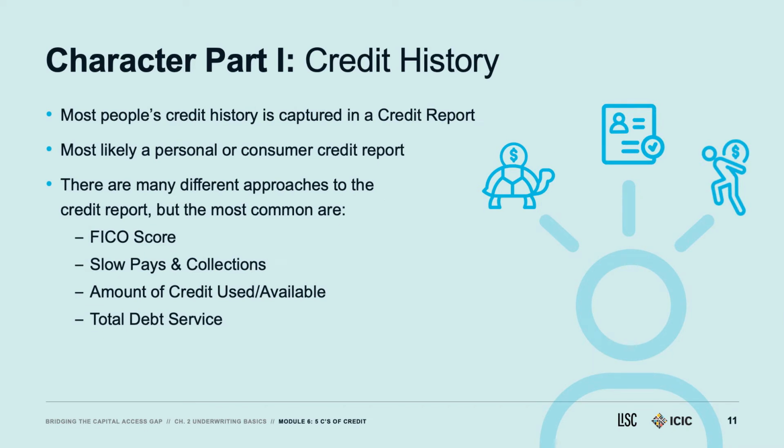They'll look at things like slow pays and collections, and we'll talk about that more. They'll look at the amount of credit used or available. That means how leveraged the borrower already is. Do they have lots of loans showing up, and when you add up all the monthly payments, it looks pretty extensive? Or is their current loan situation pretty lean and it looks like there's room for additional debt to be taken on?